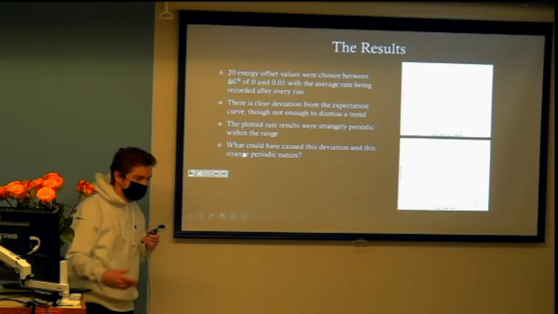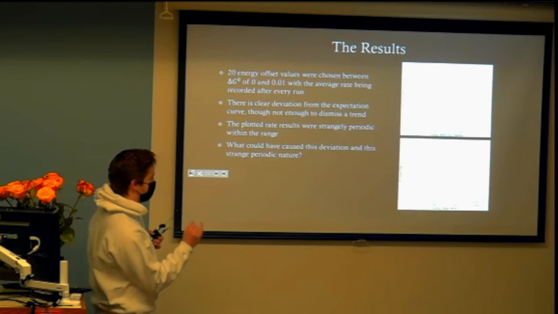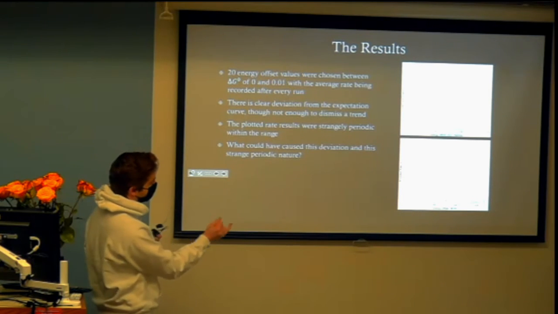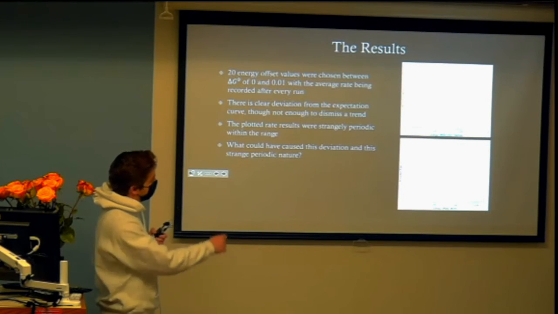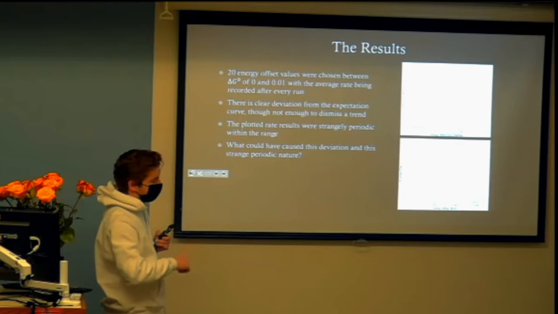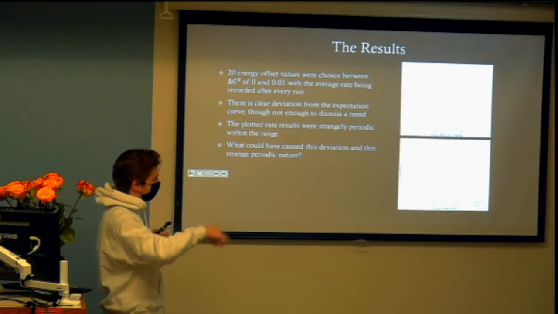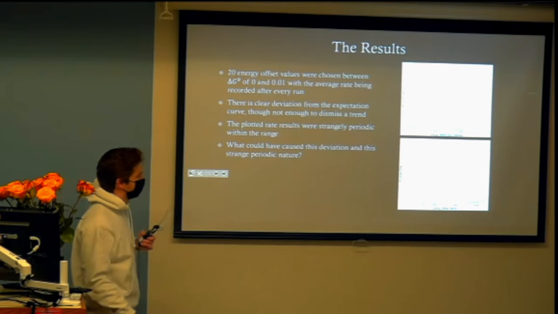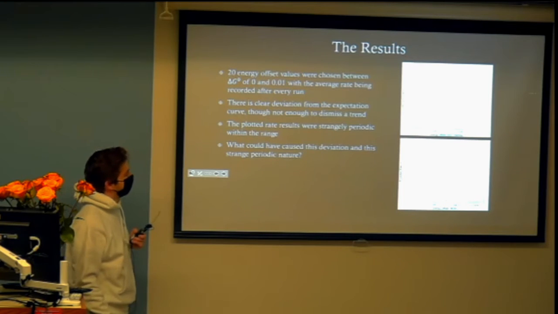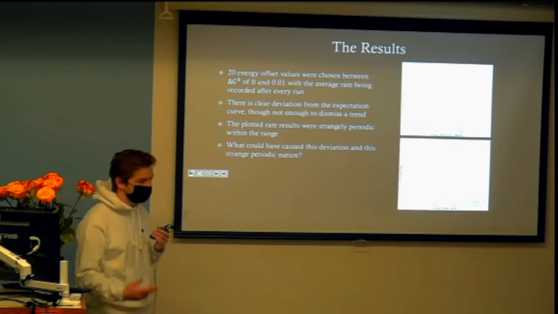And here are the results that I got after choosing about 20 points between 0 and 0.1. It's the points where we expect the rate to change the most. Instead of following the ideal Marcus behavior, I got kind of jagged, periodic-looking results. It looks like broken glass. So I got to wondering, what could have caused the massive deviation from the expected and the periodic nature?